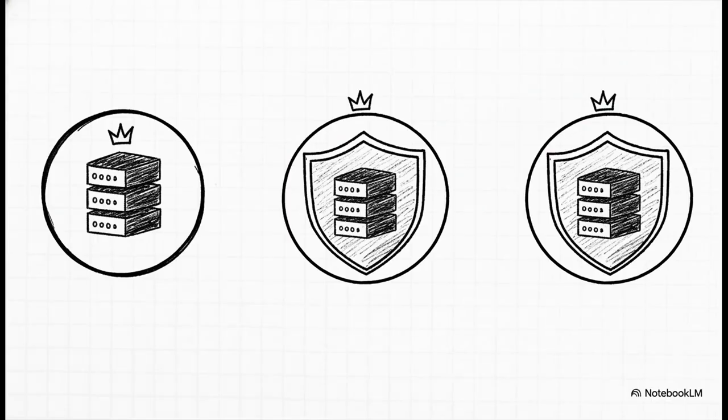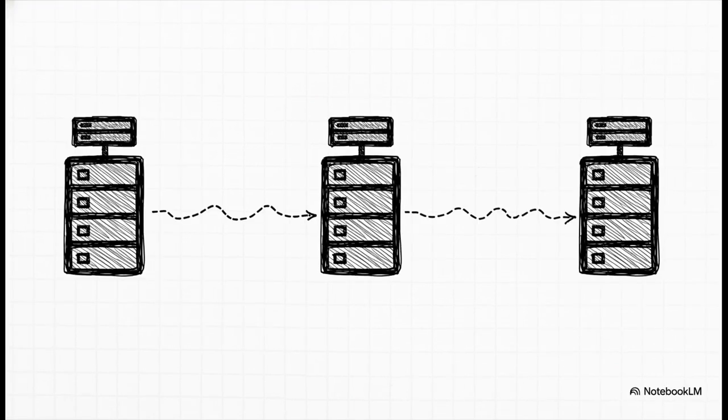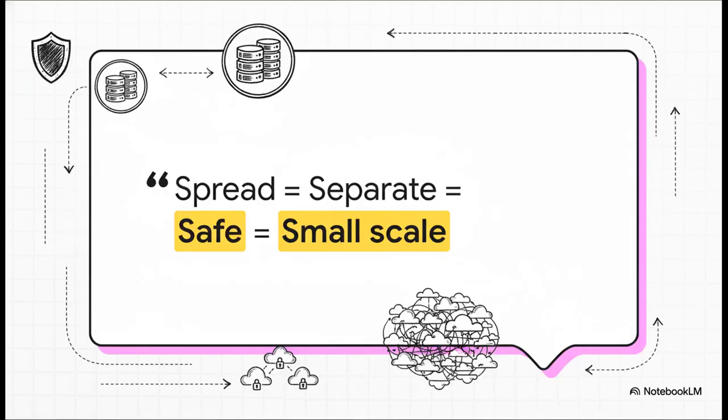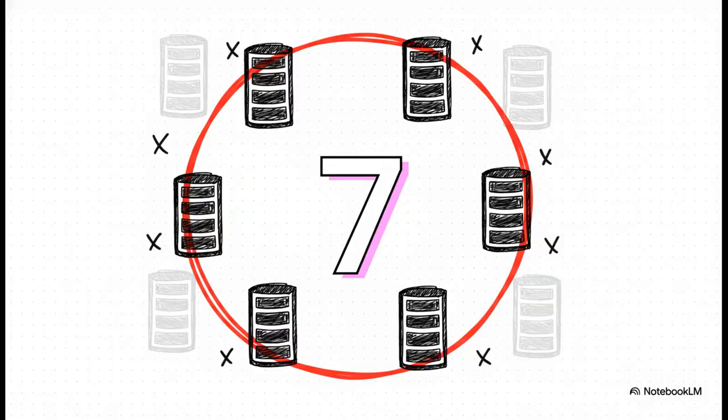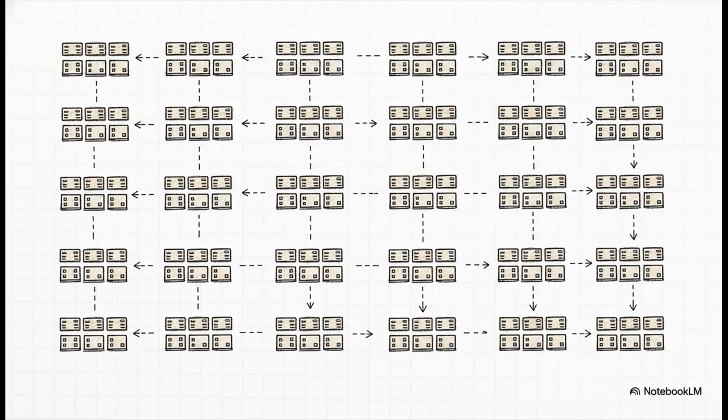Okay, but what if safety is your number 1 goal, not speed? That brings us to challenge number 2. Well, for that, you've got the spread placement group. It puts every single instance on totally separate hardware. So the memory hook here is spread equals separate and safe, but remember, it's for smaller setups. And this is super important. There's a hard limit. Only 7 instances per availability zone. That's it.